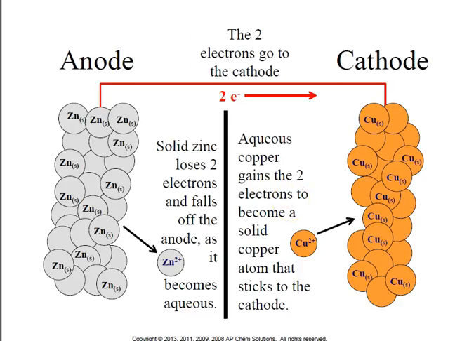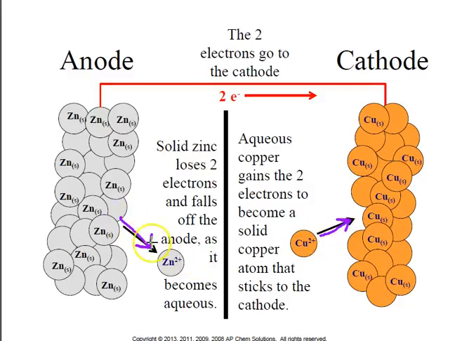Here is a more zoomed in picture of what is taking place at what we call the electrodes. We have the anode where the oxidation takes place. The zinc is losing 2 electrons, and as it does, it falls off into the solution. Those electrons move through the wire to the cathode. They move through the copper solid metal, and then the copper ion in solution picks up those 2 electrons to become copper solid, and it's sticking to the cathode.